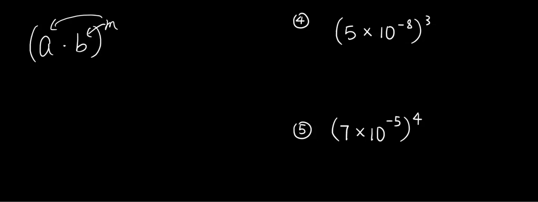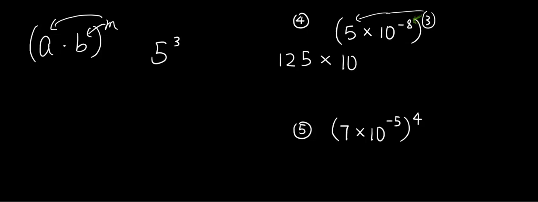All right, so give the power 3 to 5. So 5 has 3 powers, 5 times 5 times 5, that is 125. And give the power to 10 to the negative 8th power. This time we're going to multiply the power. So negative 8 times 3, that is negative 24.